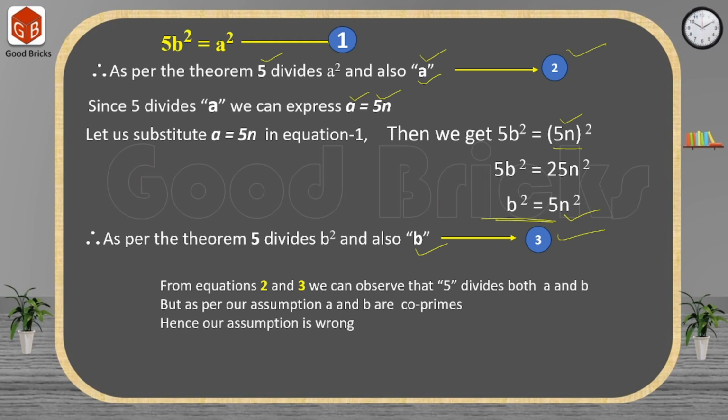Hence, our assumption is wrong. What was our assumption? Our assumption was root 5 is a rational number. This is what we assumed. Since our assumption is wrong, we can write that root 5 is an irrational number.